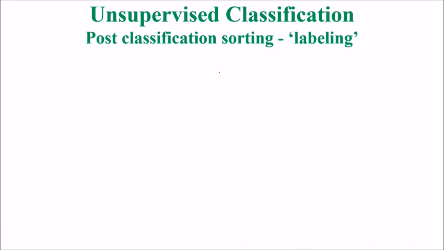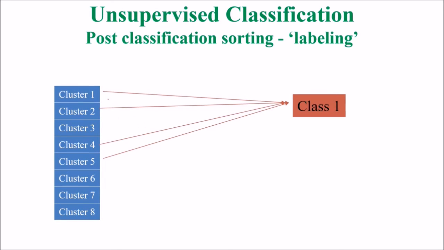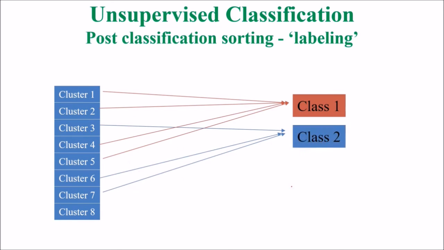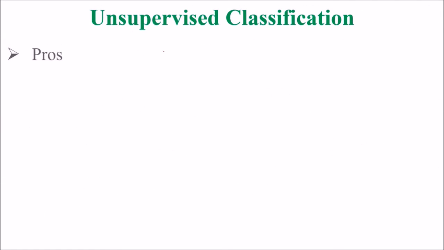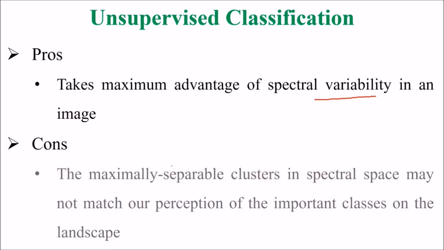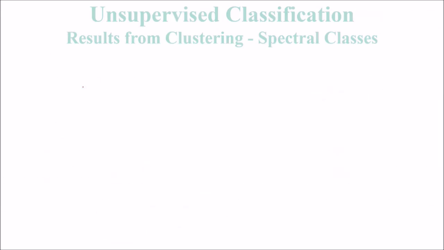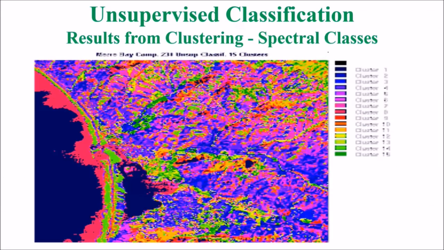After what you have done, there is a post classification sorting which is called the labeling. So you can combine these into class 1, these into class 2, these into class 3. This is how you combine. In the unsupervised classification, what are the pros? We take maximum advantage of the spectral variability in an image. The cons is the maximally separable clusters in spectral space may not match our perception at all of the important classes on the landscape. So the result from clustering, this is the spectral class of unsupervised classification.